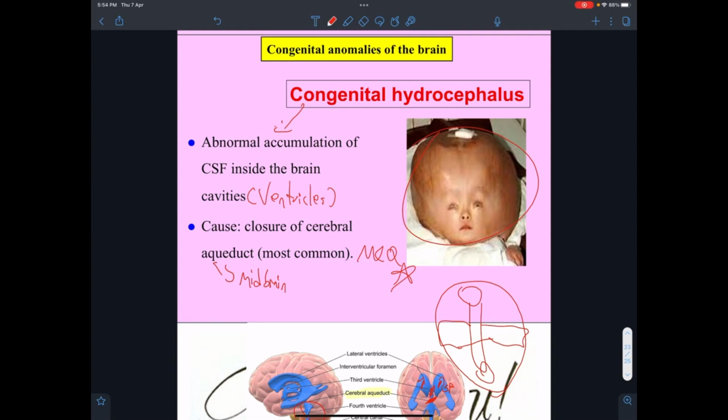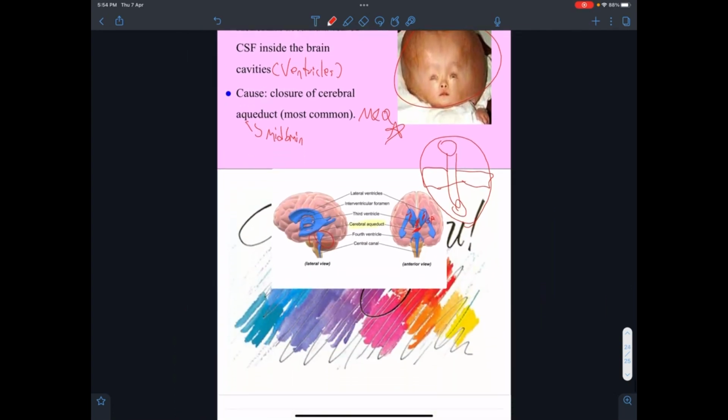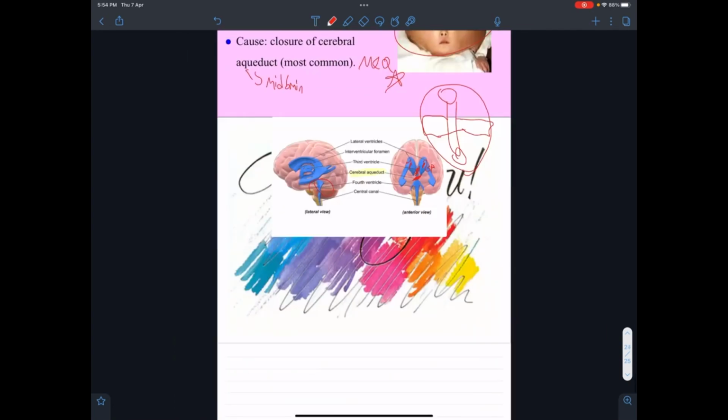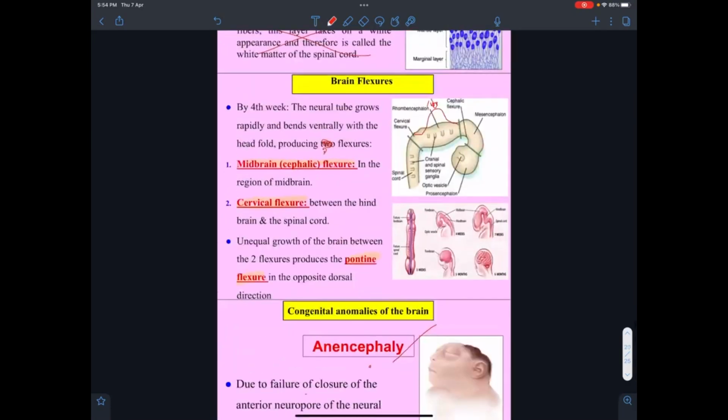All right, that's pretty much all that we need to know for congenital hydrocephalus. So that's pretty much it for the congenital anomalies.